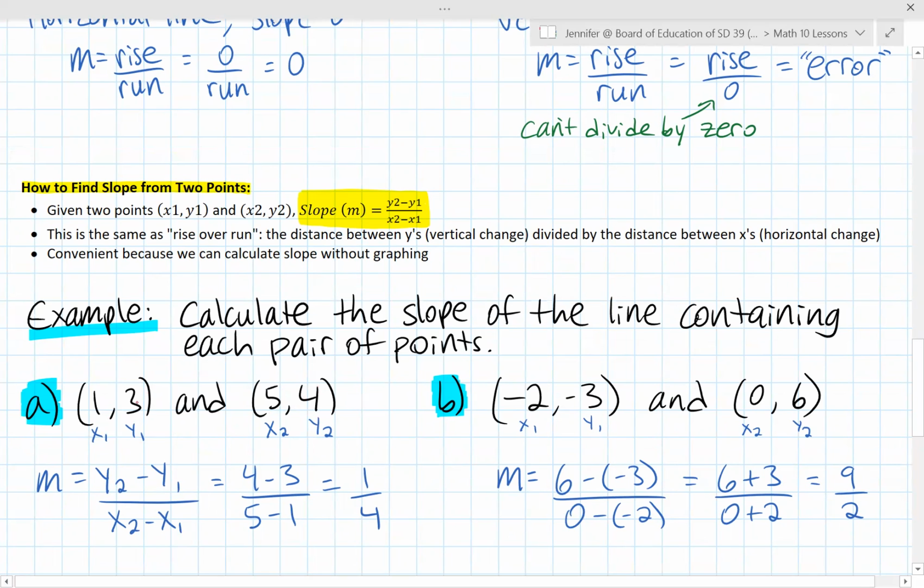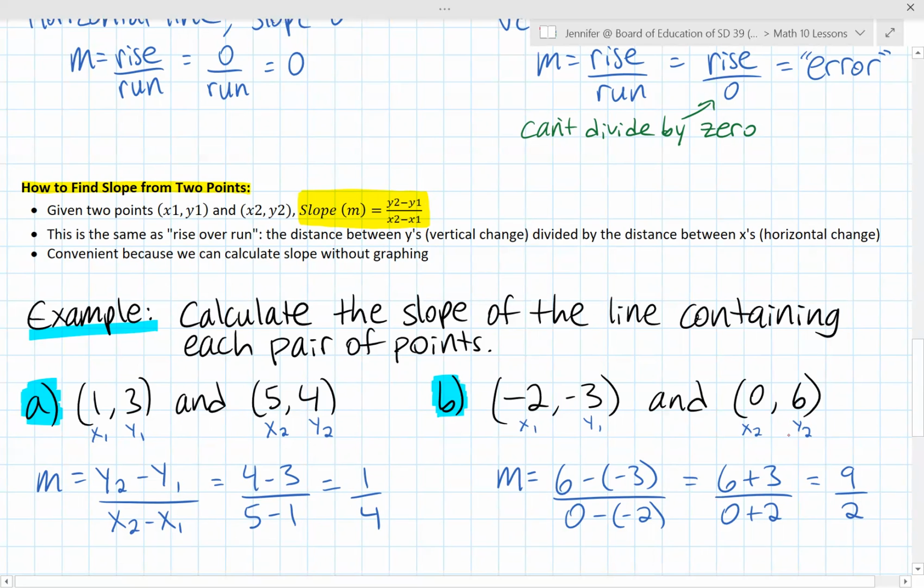That's how much the vertical change has happened. And then x2 minus x1 would be 5 minus 1. And then we calculate that, that would just give us 1 over 4. And you could always check this by graphing. Second example here, we have some negatives though, but same idea.